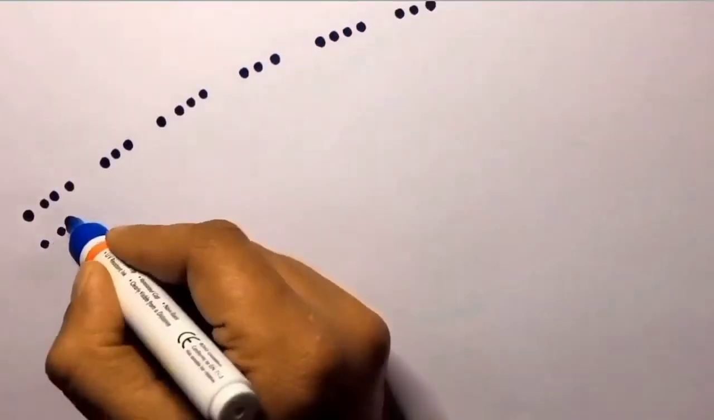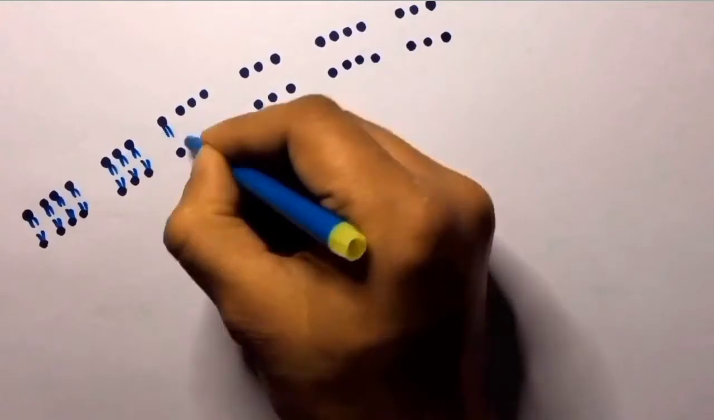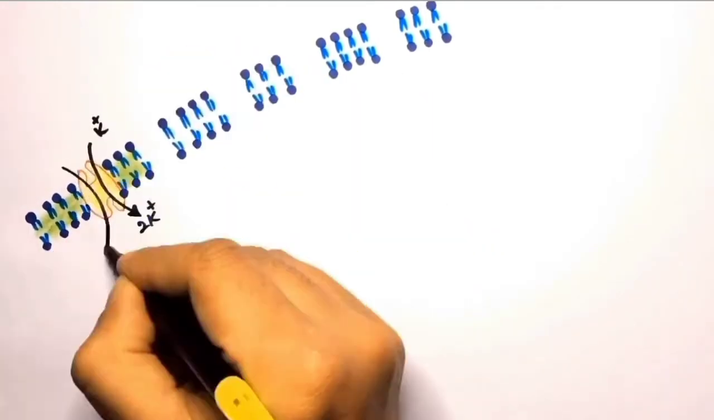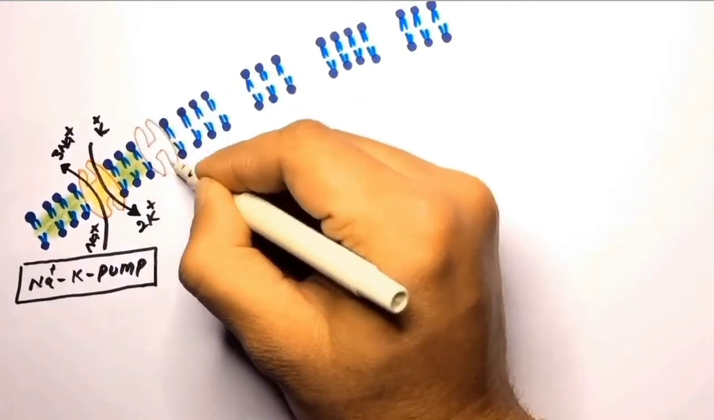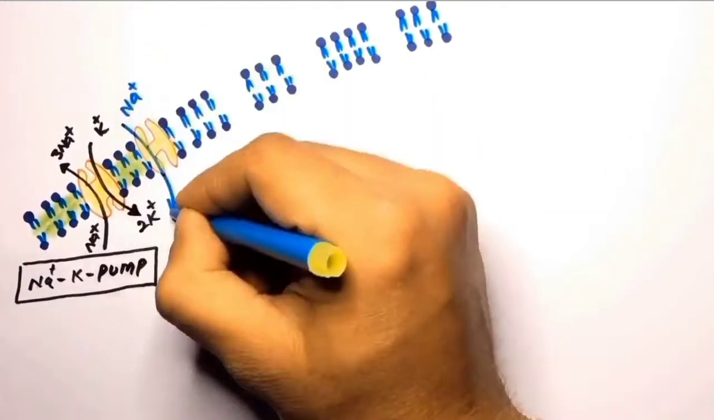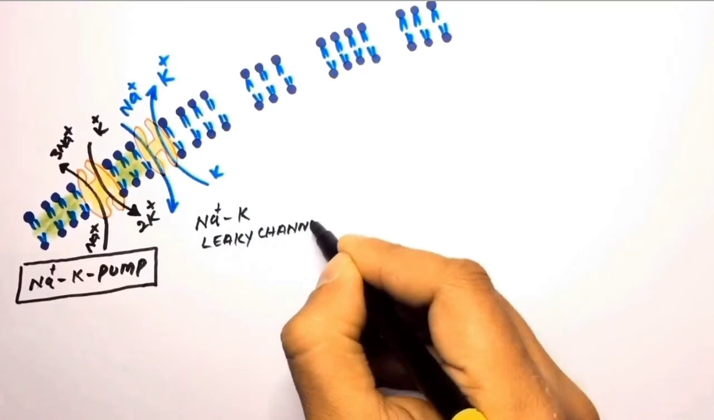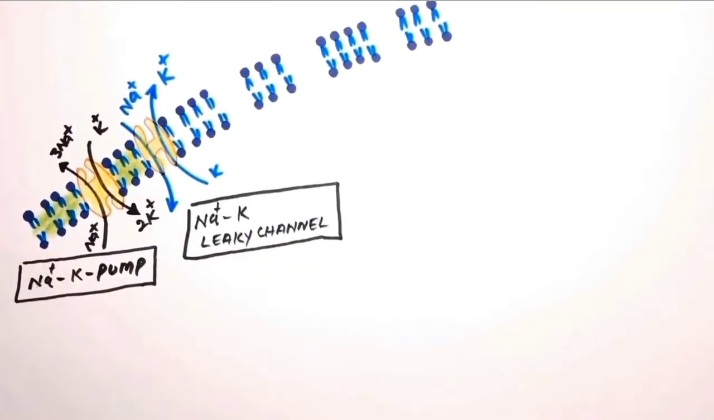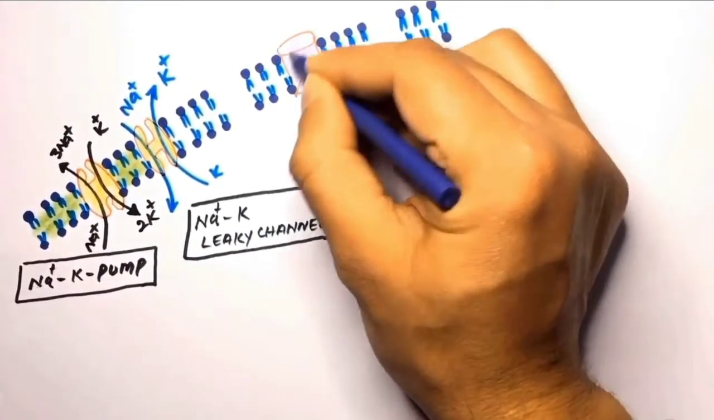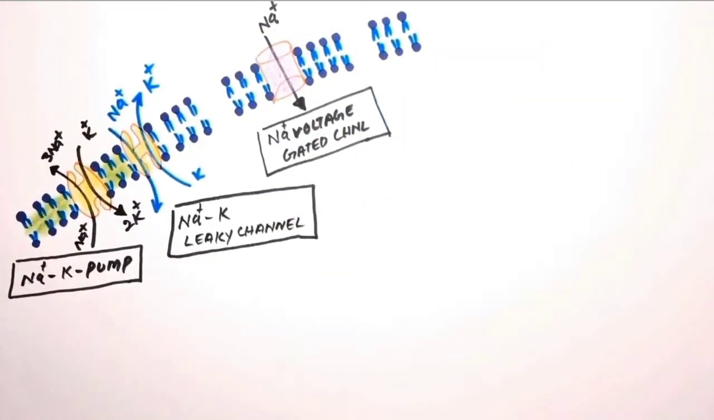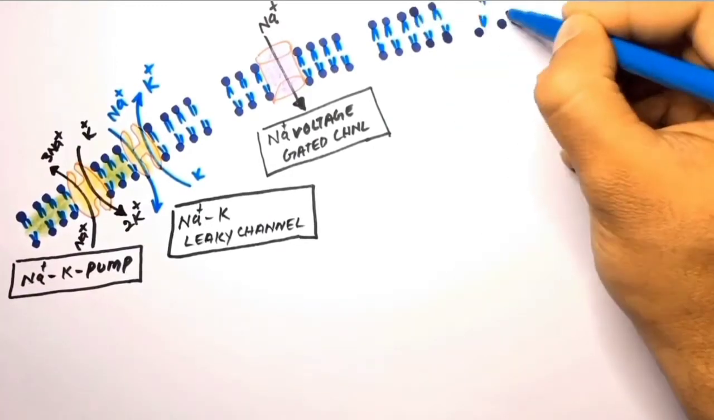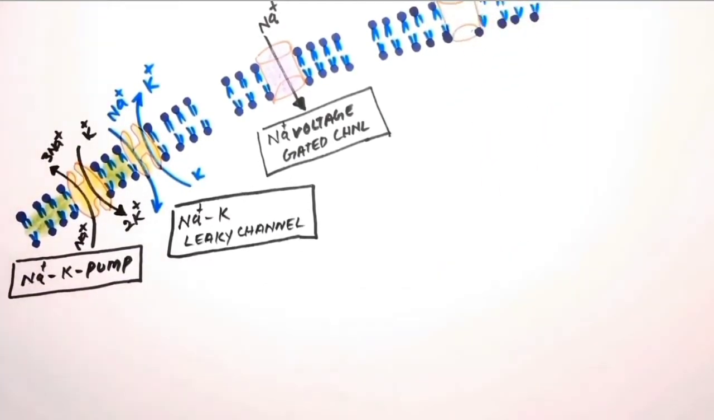For the purpose of better understanding, we are going to draw here the cell membrane of a nerve cell. Cell membranes of neurons have a powerful sodium-potassium pump and sodium-potassium leaky channels. On the cell membrane of the neurons are present the sodium voltage-gated channels and potassium voltage-gated channels, as shown in the diagram here.